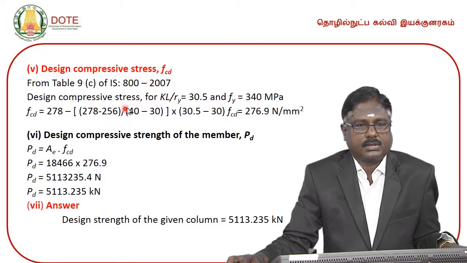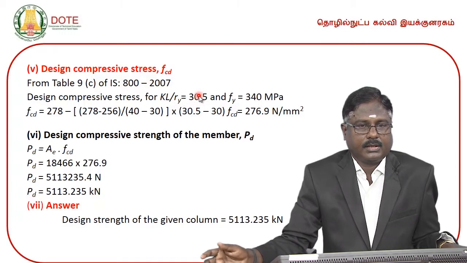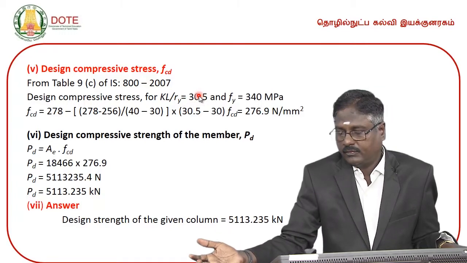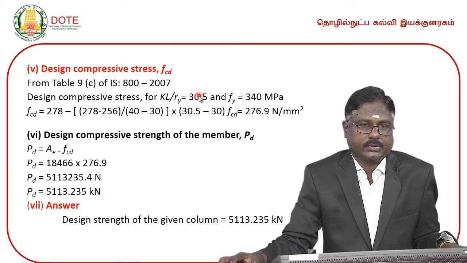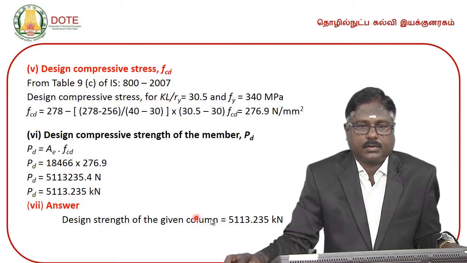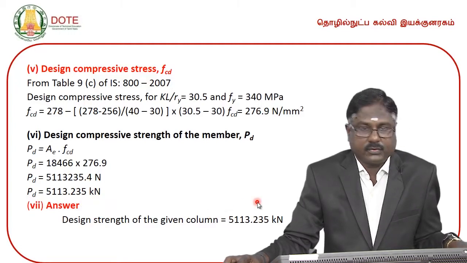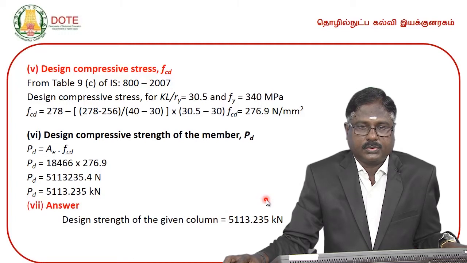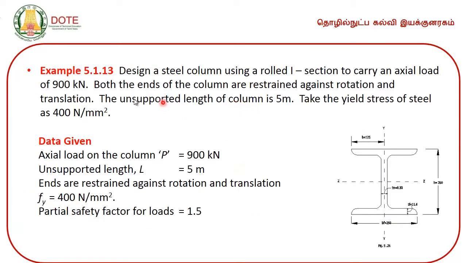So, for some of these KL by RY values we cannot get the value of FCD directly from the handbook. For that you need to do some interpolation work. By doing so FCD is found to be 276.9 N/mm², and this is the final step. Design compressive strength of the member PD is equal to A into FCD. So, it is found to be 5113.235 kilonewton. So, this is the best example, of course it is a built up section and it is very important too. And this is a similar type of problem.